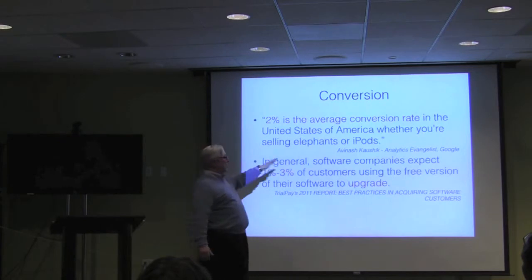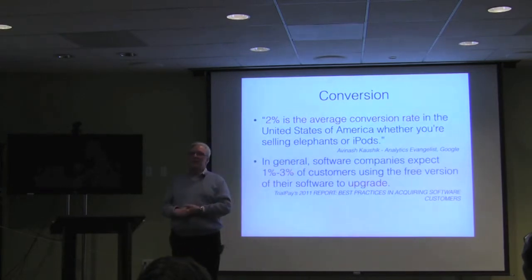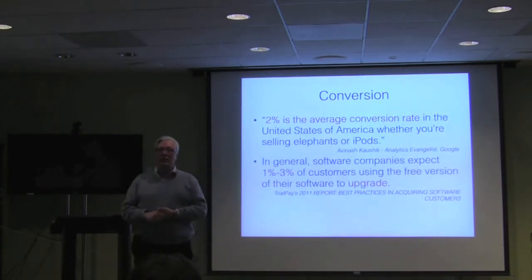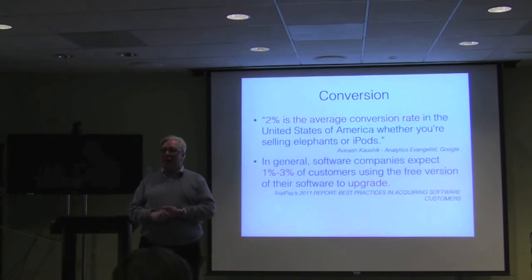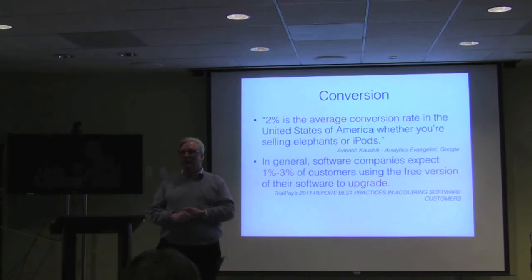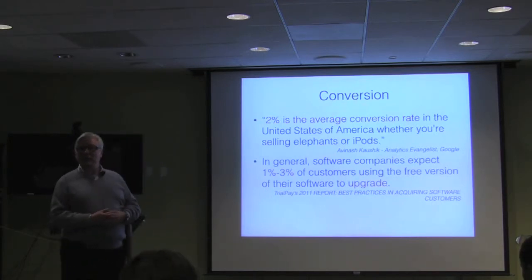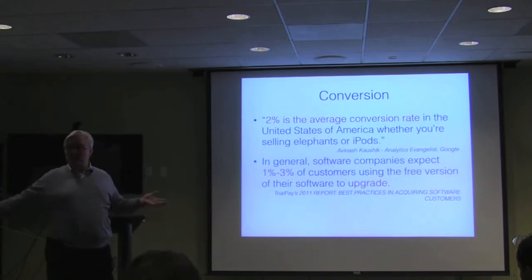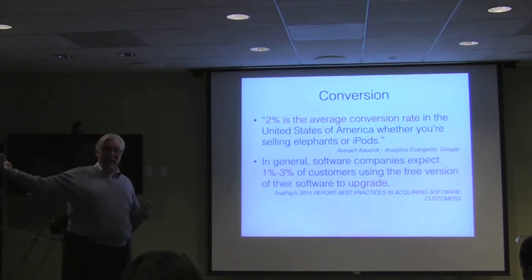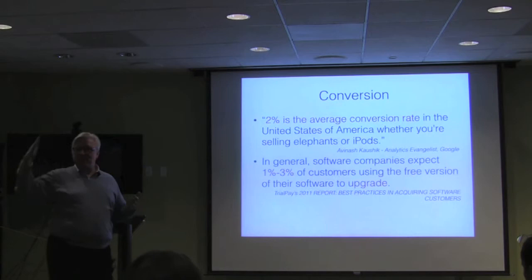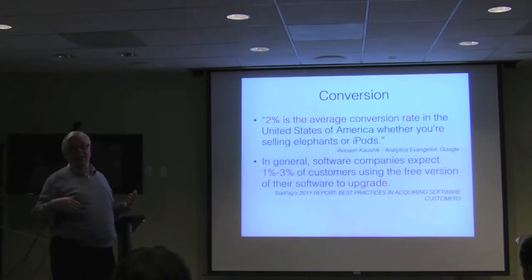Okay, Avinash Kaushik, he is the evangelist for Google. They know more about what you do than anybody. And he said 2% is the conversion rate, whether you're selling iPods or elephants. So no matter what you do, by the way, if you are doing stuff and you get 2% conversion, don't spend a lot of time trying to get that higher, because you're now in a bell curve, right? So you're starting to fight the uphill part of the bell curve. There's probably better things that you can do with your time. If you're way below that, you should really work on that.